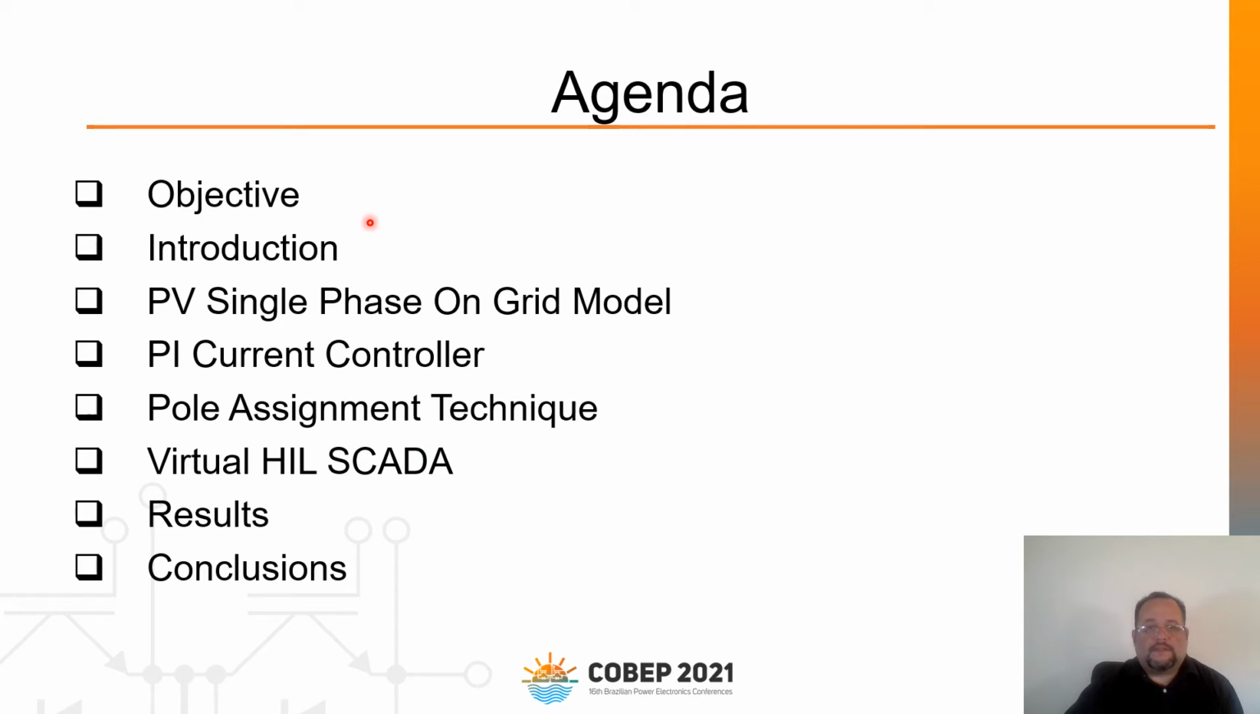We will be talking about these topics: objective, introduction, the design of photovoltaic single-phase and grid model, a proportional integral current controller schematic, a methodology to obtain the proportional and integral gains through a simple pole assignment technique, a short video where we show the implementation of the virtual SCADA, the results of the virtual laboratory in the students of the University of Chubut, and finally conclusions.